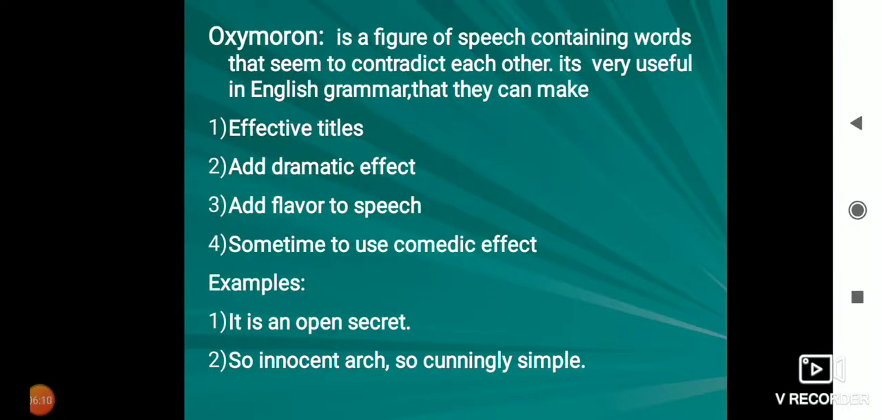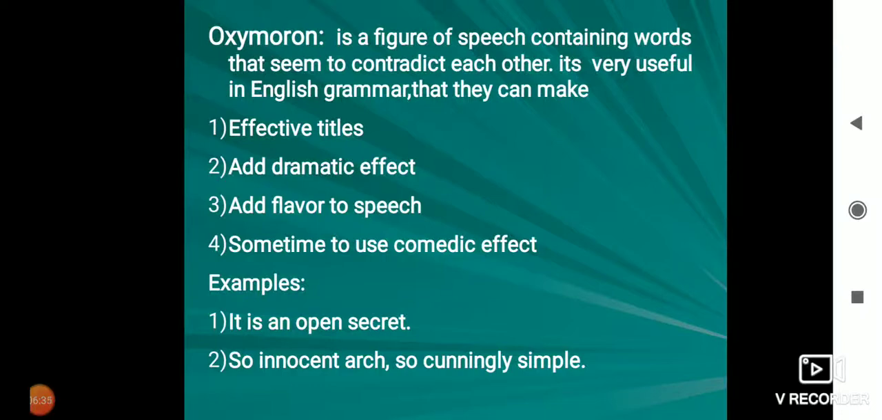Oxymoron. Oxymoron is a figure of speech containing words that seem to contradict each other. It is very useful in English grammar: it can make effective titles, add dramatic effect, add flavor to speech, and sometimes create comedic effect. Here we can see the examples.